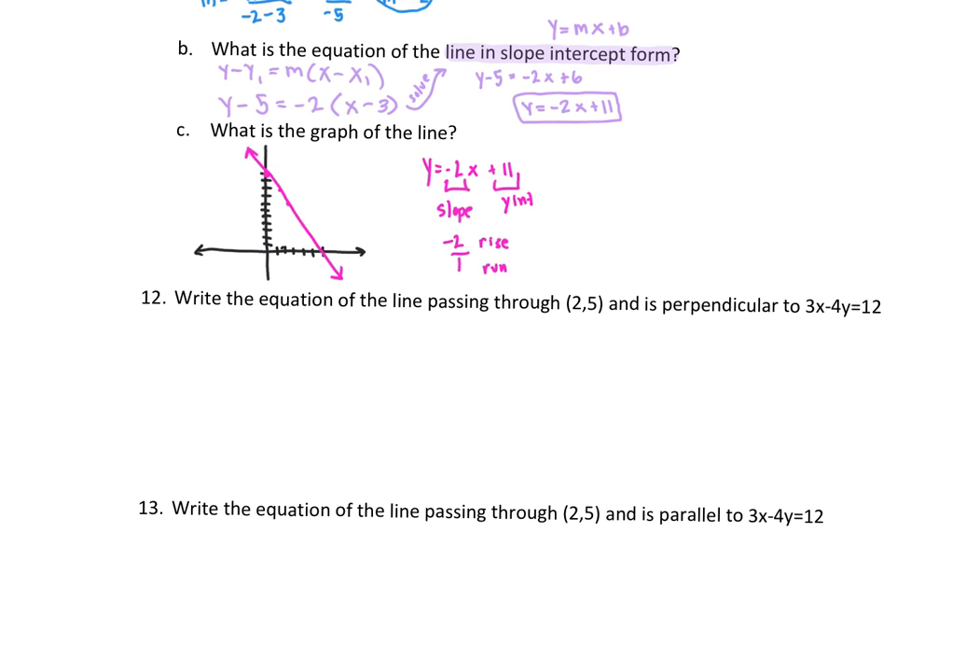Okay, questions 12 and 13 are going to use question 10. So remember I said we're going to go back to that. So it says write the equation of the line passing through the point (2, 5) and is perpendicular to my 3x minus 4y equals 12. So we solved that. We found that y equaled 3/4 x minus 3. So the first thing that we need to do is find the slope of our line. We're given the perpendicular line, but we need to find the slope of our line.